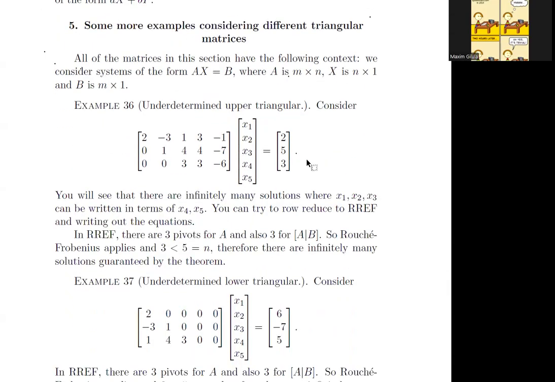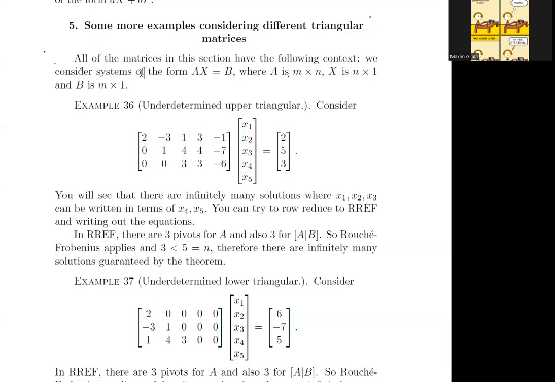And here are some more examples considering different triangular matrices. I'm just going to quickly go over these, and you can go over them more carefully yourself. So here's what we're going to do. We're going to consider AX = B, where A is m by n, x is n by 1, and b is m by 1.